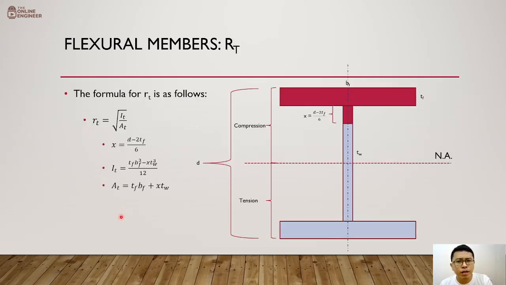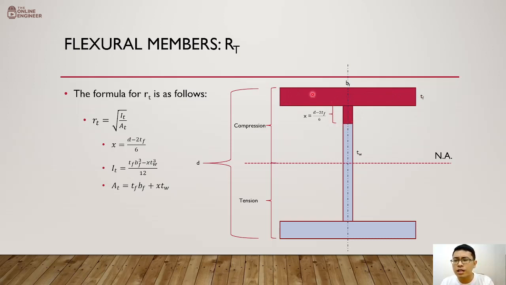Now, maybe you may be wondering, what is RT? What's the formula for RT? Well, this is our formula. RT is equal to the square root of IT over AT. So this is the moment of inertia over the area of the T section. Why is it a T section? Because according to our NSCP, the T section that we're going to consider here actually looks like a T. We have the compression flange plus 1/3 of our compression web area.